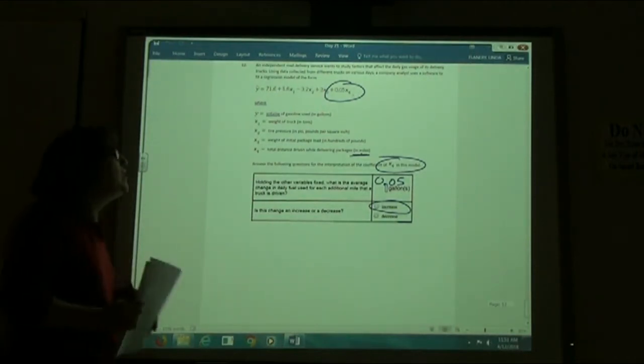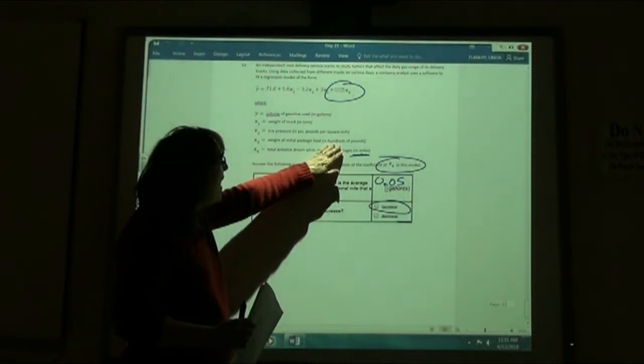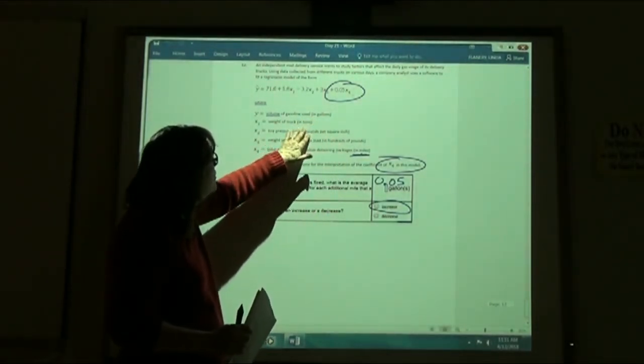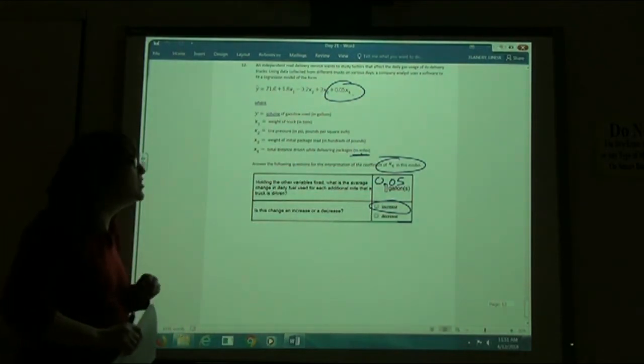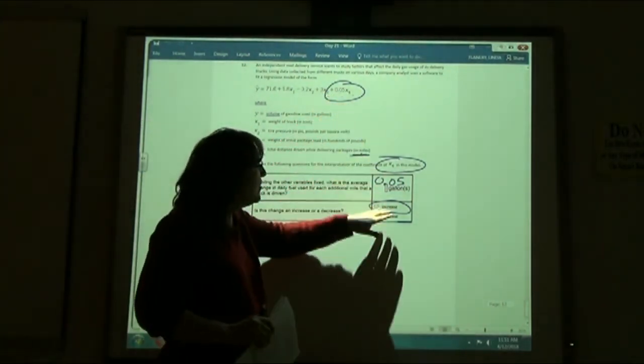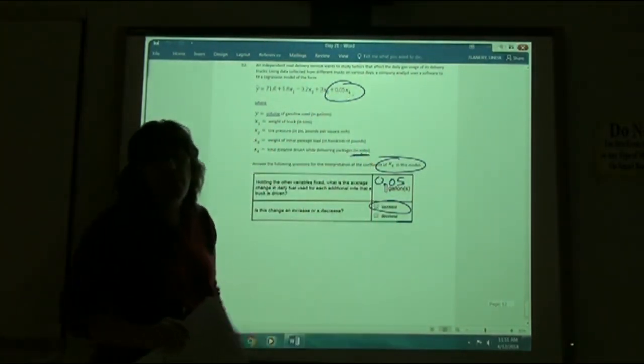So, you have to pay attention to the labels. If it has hundreds or gallons or tons, what is the question asking? Because sometimes you have to change things. Of course, if it's a positive number, it increases. If it's a negative number, it's decreasing.